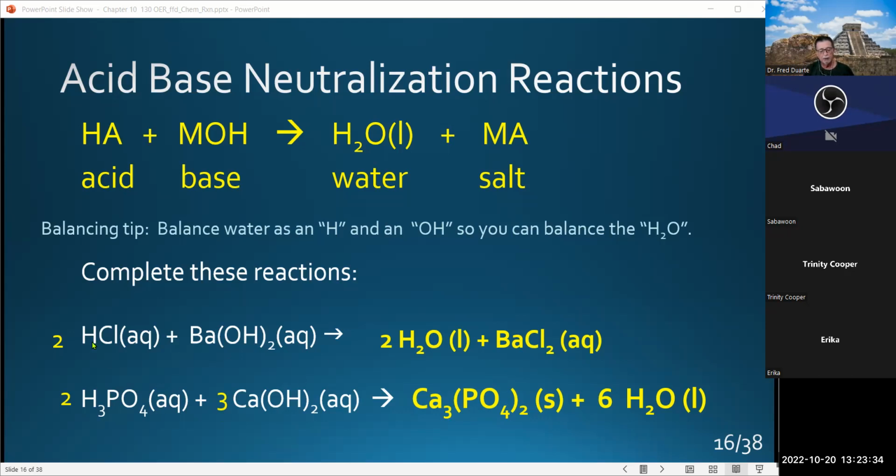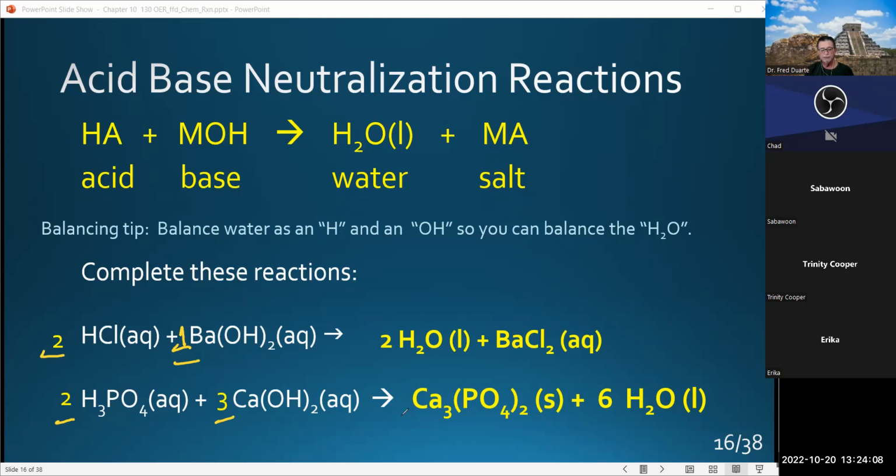And so the ratio, and when we do the balancing, also make note of the ratio relative to reactants. We got a 2-to-1 ratio. Remember, it's understood to have a 1 in front of it. We don't write a 1, but it's understood it's a 2-to-1 ratio of hydrochloric acid for every 1 molecule of barium hydroxide. With respect to phosphoric acid and calcium hydroxide, it's a 2-to-3 ratio.